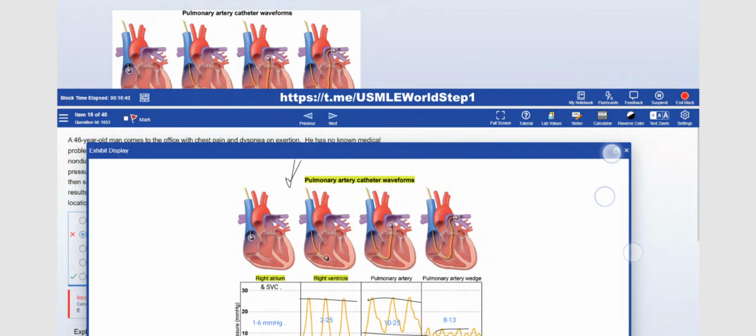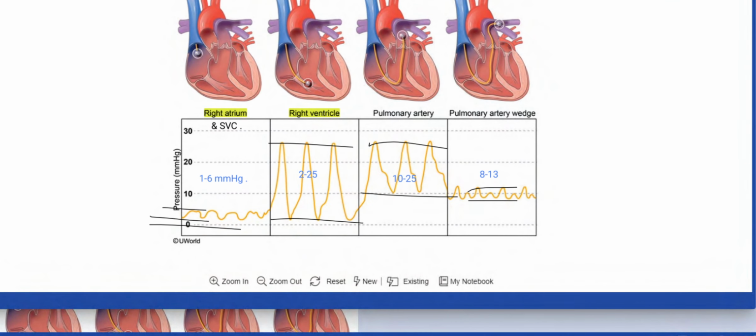Okay, so let us look at this once again. Between right atrium and superior vena cava, the pressure is 1 to 6. Right ventricle 2 to 25. Pulmonary artery 10 to 25, right? And pulmonary artery wedge pressure is 8 to 13, roundabout that. Okay.